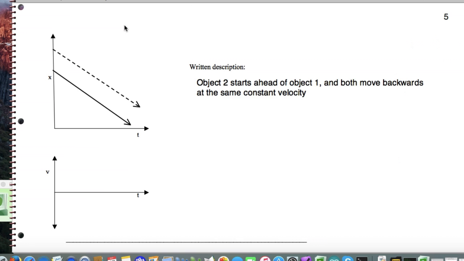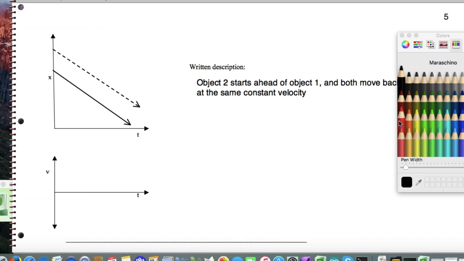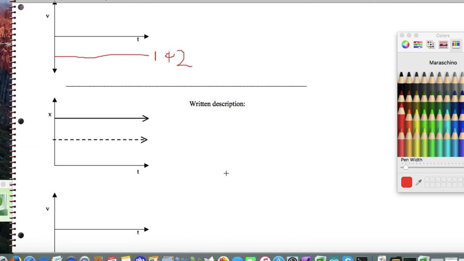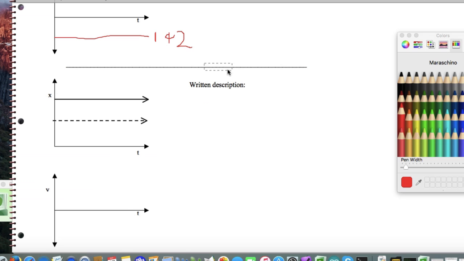So when we go ahead and actually draw the velocity as a function of time, which I'll do right here, I'm going to draw one line for both, just a negative velocity that's supposed to be a steady negative velocity. And this is object 1 and object 2. And then for the next one, this is interesting in that neither object moves.